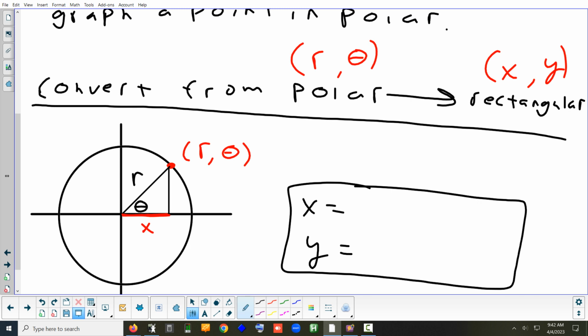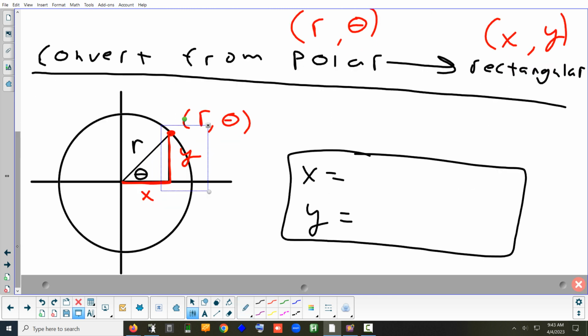That's the distance from the origin along the base of the triangle. And then how much vertical movement. That's the length from the base up to the point. So we've got to convert r and theta into an x and a y. Let's start with the x.